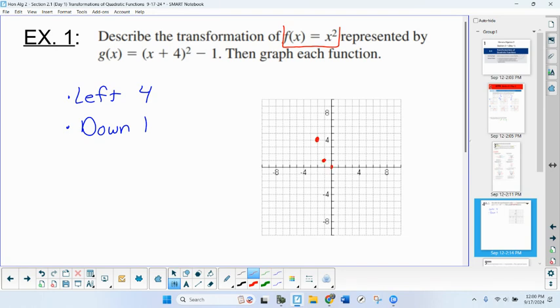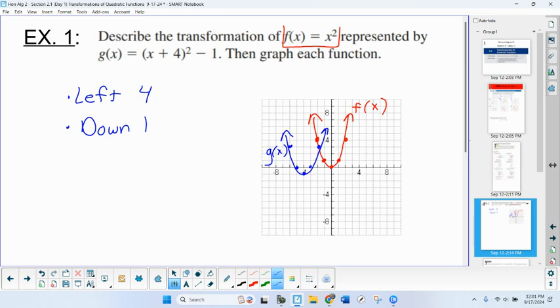What's -1 squared? 1. What's 0 squared? 0. 1 squared? 1. And 2 squared? 4. So these are the 5 key points I want you to have on your graphs. Now you're going to take each of those 5 key points and you're going to shift them which way? Left 4 and down 1. Left 1, 2, 3, 4, down 1. And here's my new graph. Okay, so the red one is f of x. The blue one is g of x.